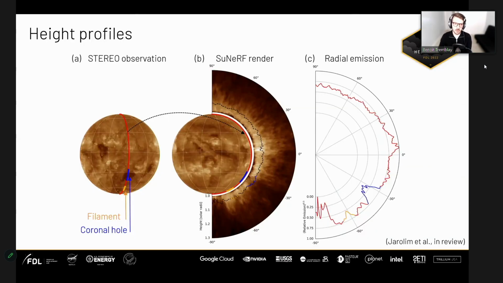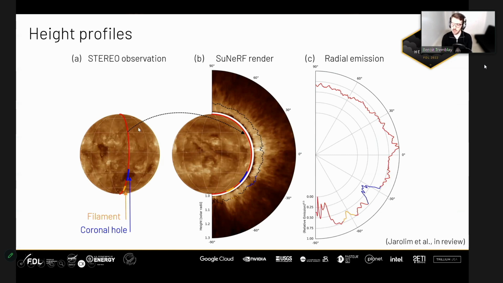Speaking of coronal holes, another interesting thing that we can do is exploit the 3D geometry of our model to learn more about solar features. On the very left, you're seeing a Stereo observation, and here we're fixing a longitude as shown in red. Along that longitude, we come across a coronal hole and a filament. Using our SuNeRFs model, we are going to render a new observation, which is the same thing, except that the red line is now seen from basically the right side. With our 3D geometry, we can then look at the emission above that red line, which is what's shown in the slice in the middle.